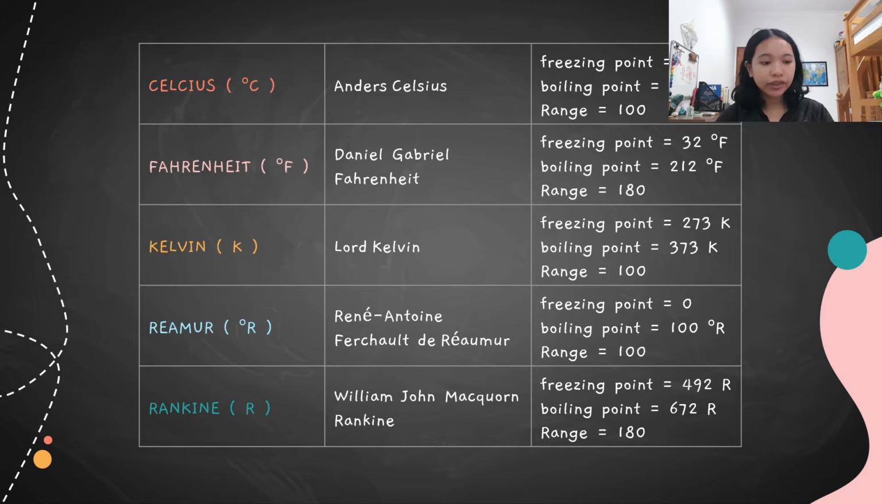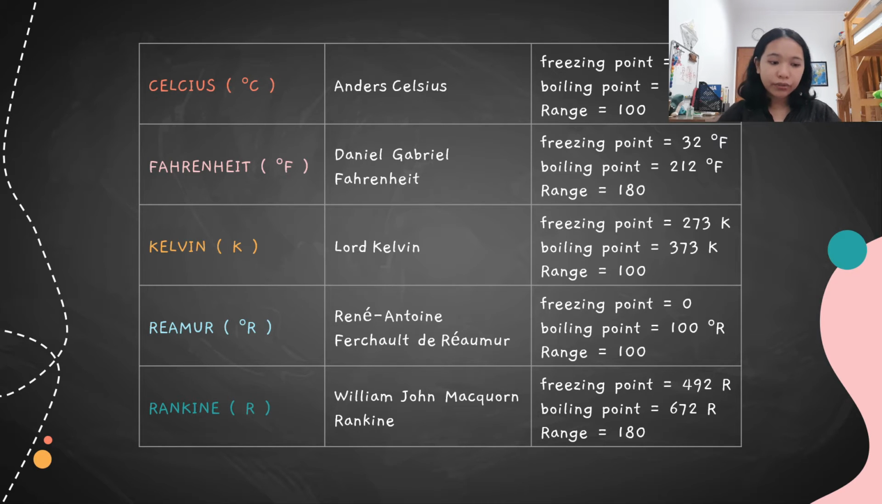Next, we have Kelvin. It is founded by Lord Kelvin, has a freezing point of 273 Kelvin, a boiling point of 373 Kelvin, and a range of 100. Next, we have Reaumur. It is created by René-Antoine Ferchault de Reaumur. It has a freezing point of 0, a boiling point of 100 degrees Reaumur, and a range of 100. And finally, we have Rankine. It is founded by William John Macquorn Rankine. It has a freezing point of 492 Rankine, a boiling point of 672 Rankine, and a range of 180.